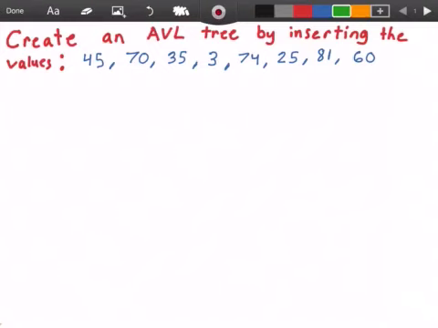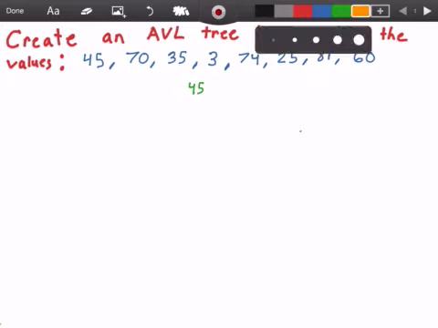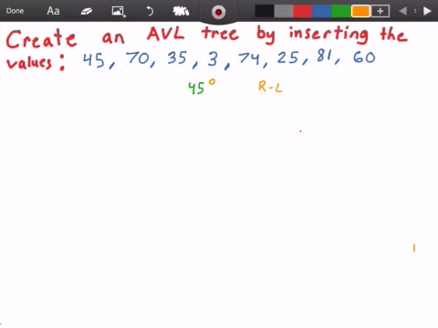First thing we're going to do is insert the value 45 into our tree. Because our tree is empty, that's the first value, and that's our root node. Now 45 has a balance factor of 0. And if you're not sure what a balance factor is, a balance factor is the right subtree minus the left subtree.